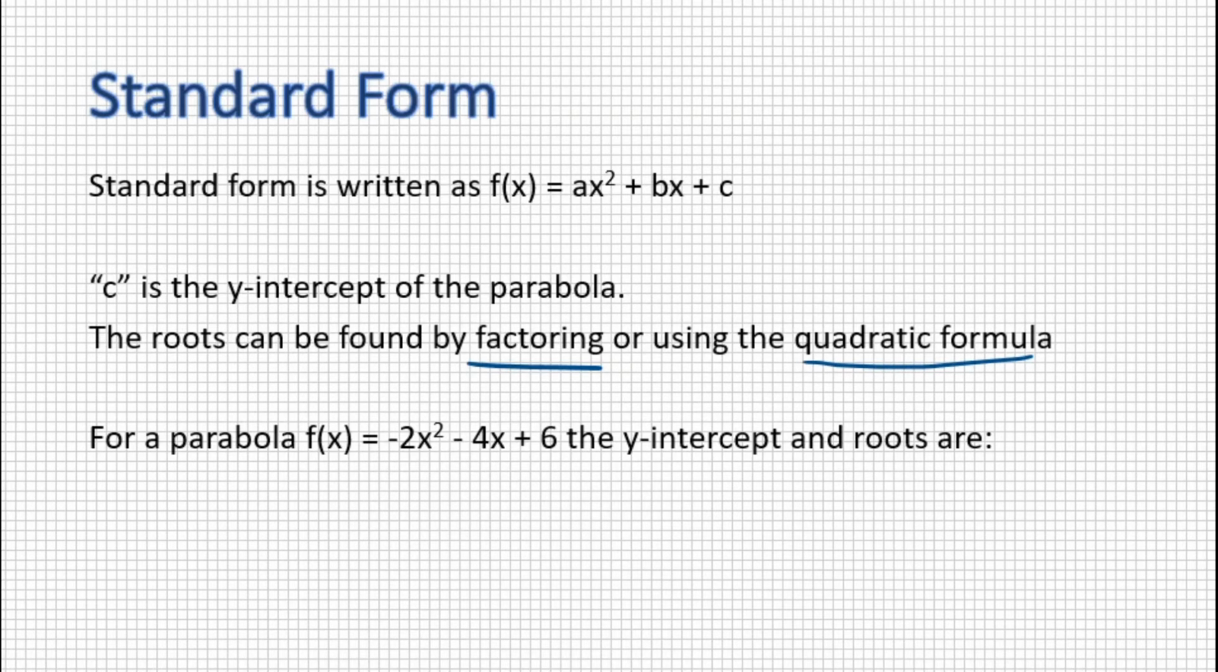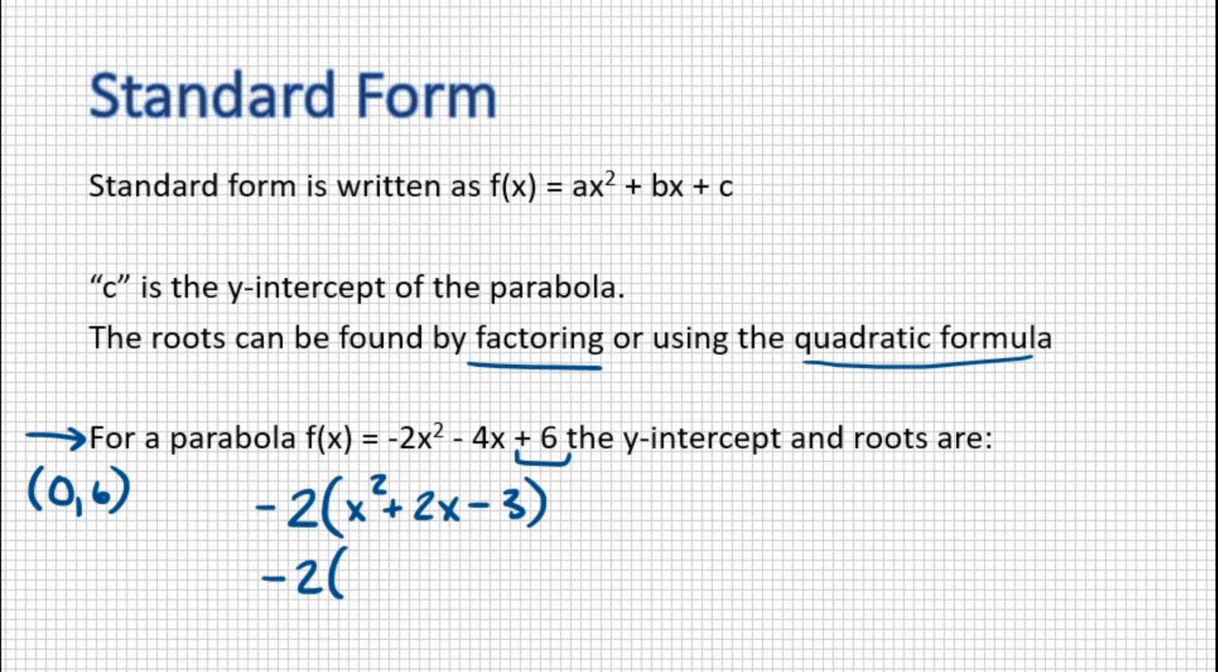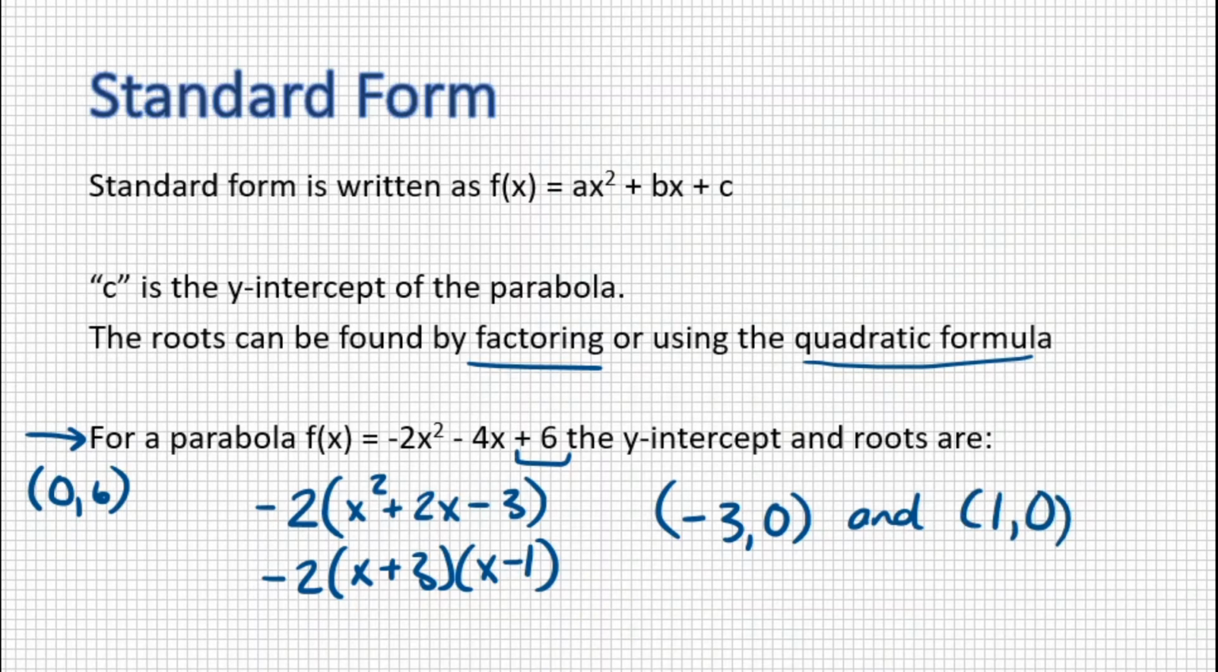So looking at this question here, I will need to find the y-intercept and the roots. Well, the y-intercept is going to be 6. So I know a point on this graph will be (0, 6). And if I want to find the roots, I'm going to check if it's factorable by common factoring first. x squared plus 2x minus 3. And I can factor within the brackets, and I will end up with (x plus 3)(x minus 1), which tells me my x-intercepts will be (negative 3, 0) and (1, 0).